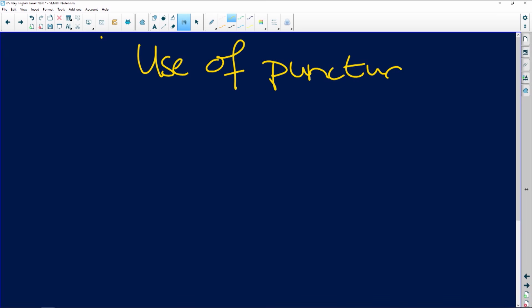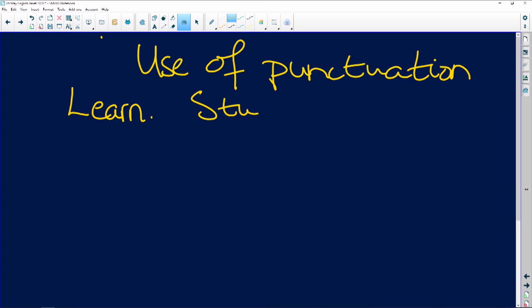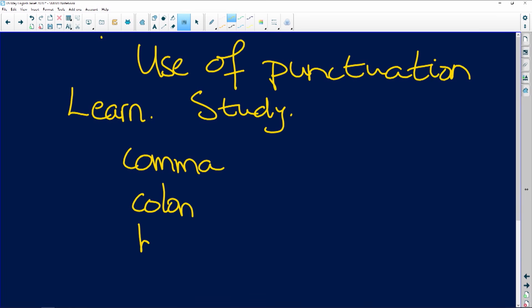So how do you prepare for a question on punctuation? Well, you have to learn. You have to study. So find the 12 uses of the comma or something like that. Find the uses of a colon. Make sure you know what a hyphen is and how it is different from a dash. Depending on how much time we have, I'll come back and go through this.